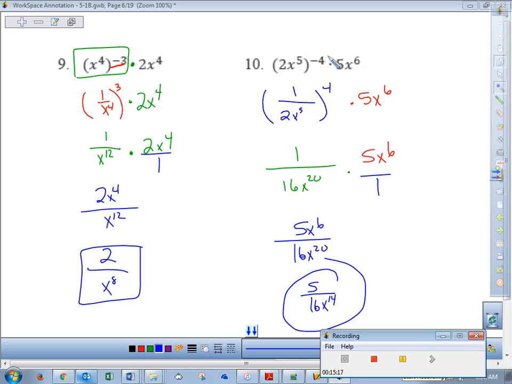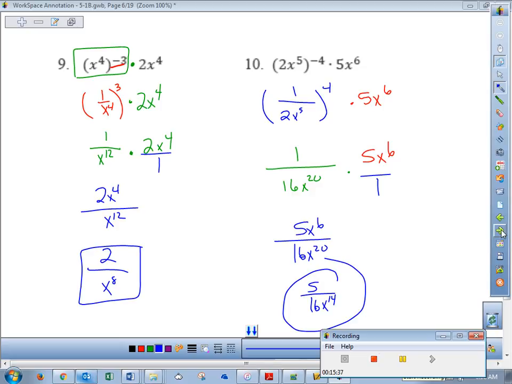Nice. Negative exponent on the outside, reciprocate that base, bring everything else down. Take everything to the fourth power, bring this guy down, turn him into a fraction so you can multiply them together, and you get this. Then the only thing that cleans up: 5/16 cannot reduce, but there are more x's downstairs.